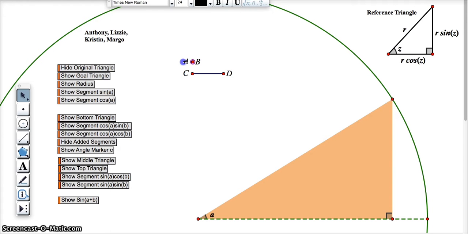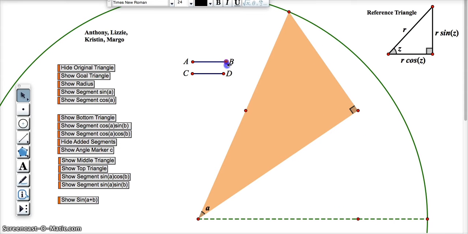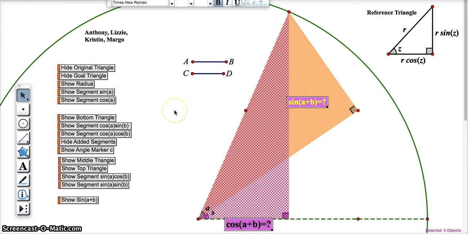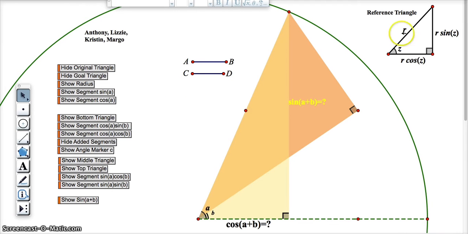Given this arbitrary right triangle with central angle A, we will construct a new central angle B by rotating the original triangle around the central point of the circle. This will create a new triangle in gold with the new angle A plus B. By this picture and our reference triangle, we can tell that the vertical length of our new triangle is sine of A plus B, and our horizontal length is cosine of A plus B. Our goal is to build the formulas for these.